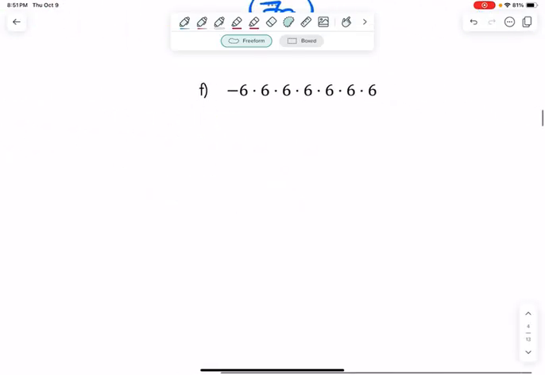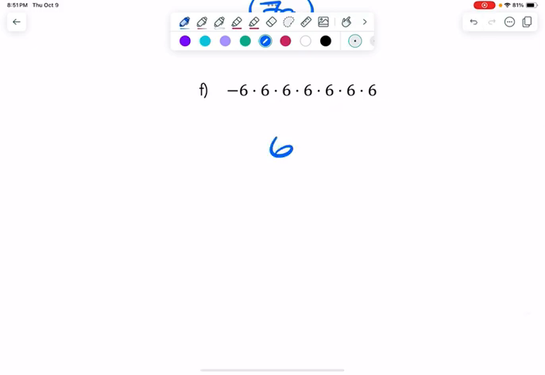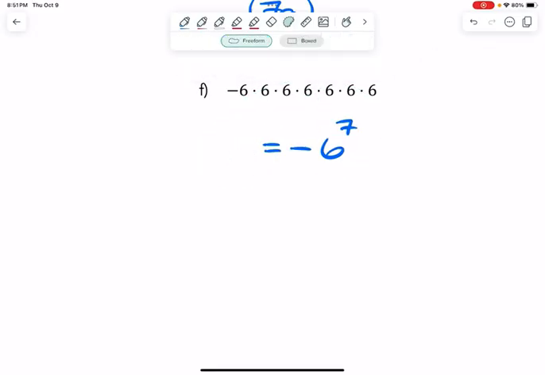And then, last one, the thing getting repeated is 6. It happens what looks like 7 times, and there's this negative in front. So we put this negative in front. And now, those are for sure equal.